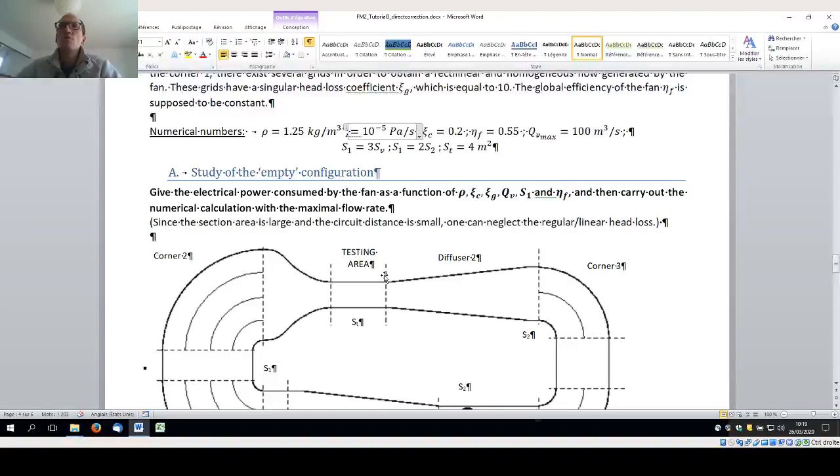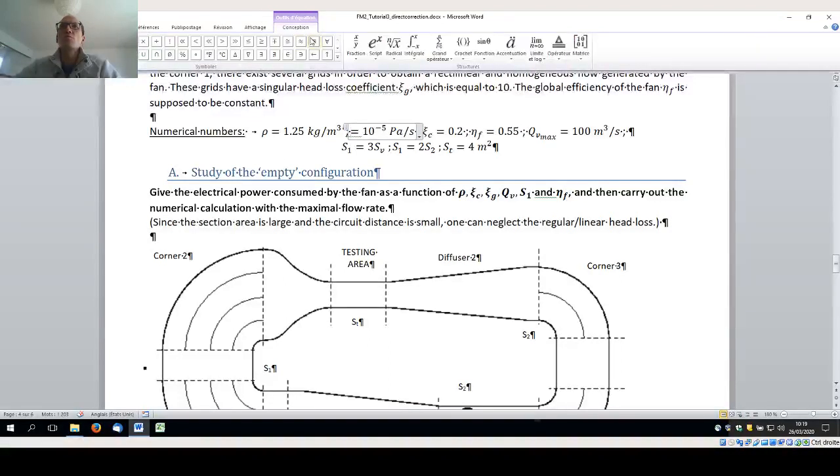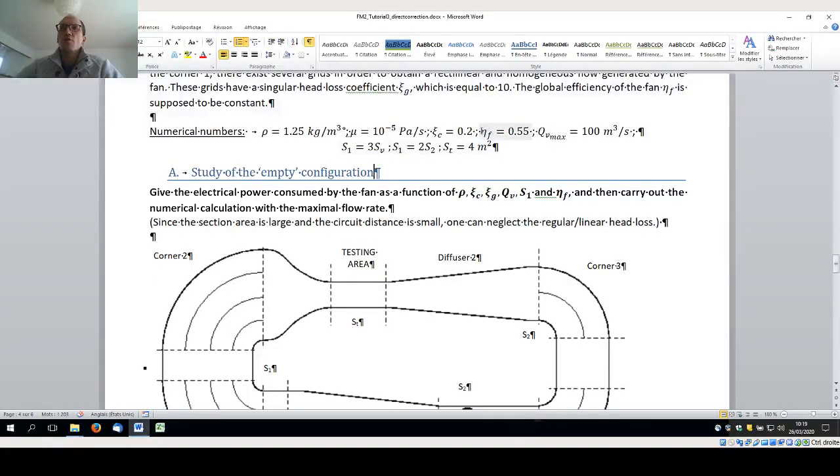Here there is something, it's a viscosity which is missing. We'll just add it. Okay, so you have different elements. Okay, so the efficiency is provided to you.